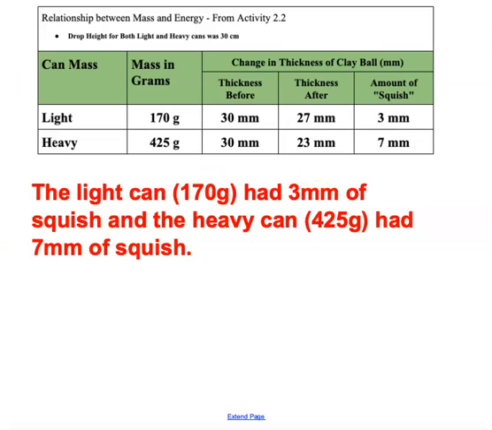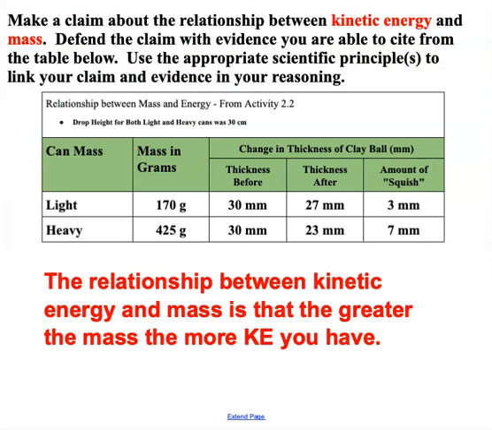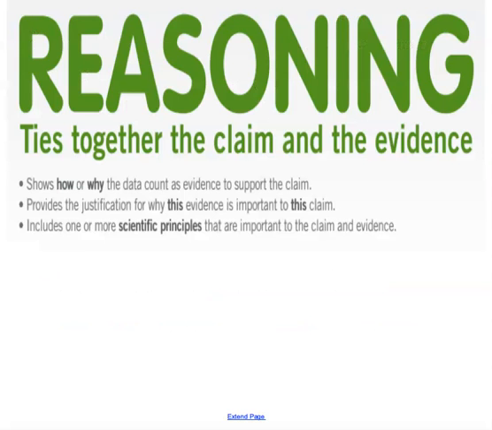So that's the evidence. Now, the reasoning. This shows how or why the data counts as evidence to support the claim. In other words, you need to find the evidence and you need to link it back to the claim. The other big thing here is you have to use scientific principles. If you look at the posters on the side wall, you'll see that you have to use scientific principles. And if we go back up to that initial slide, it says you have to use scientific principles. If you don't use scientific principles, it's an automatic developing or lower. So make sure you use scientific principles.